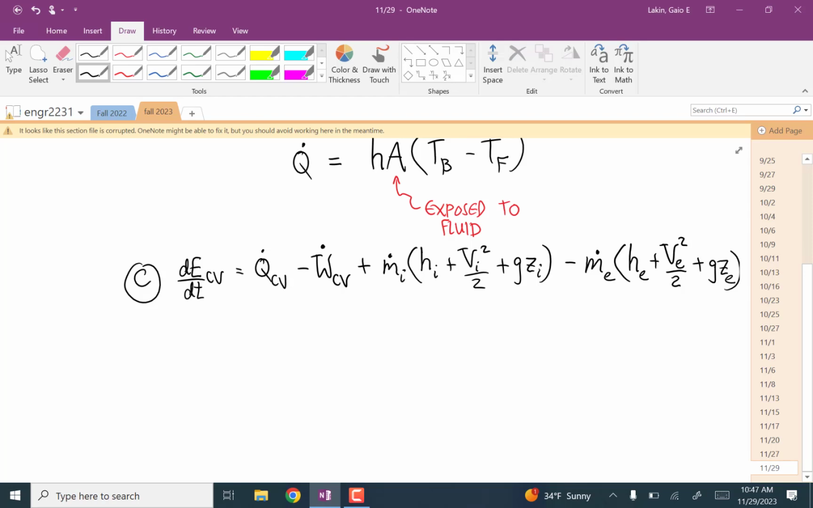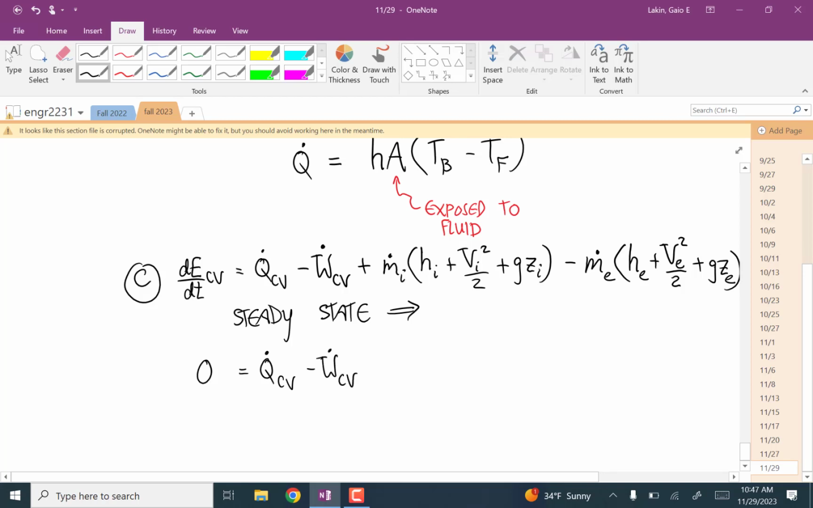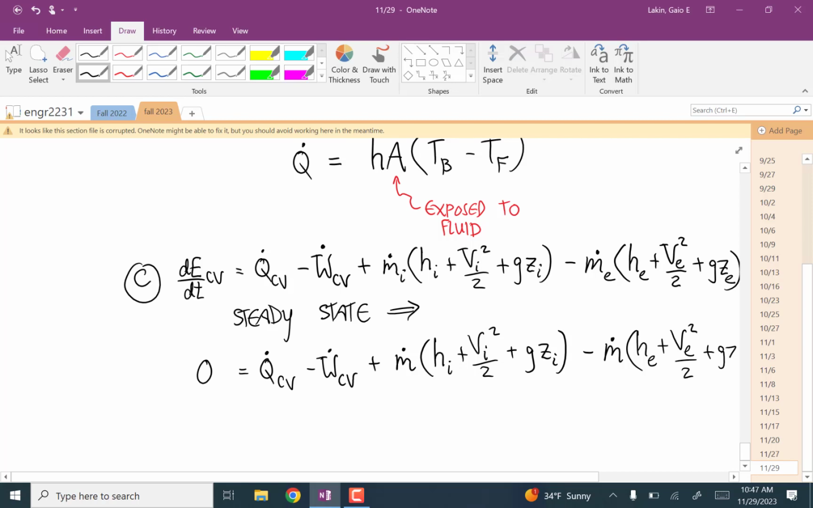And by far, the most often we use this, it's in steady state. So if you're in steady state, this reduces to 0 is equal to Q dot minus W dot plus m dot times the quantity h_i plus v_i squared over 2 plus g z_i, minus m dot times h_e plus v_e squared over 2 plus g z_e.